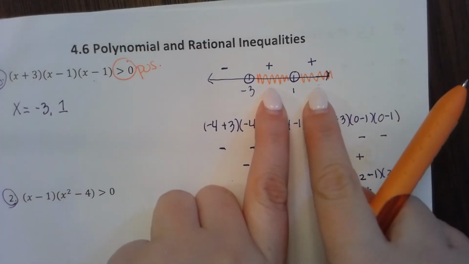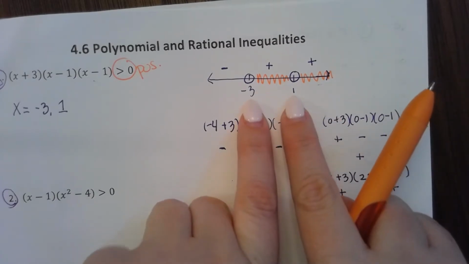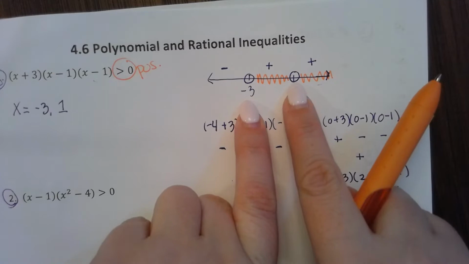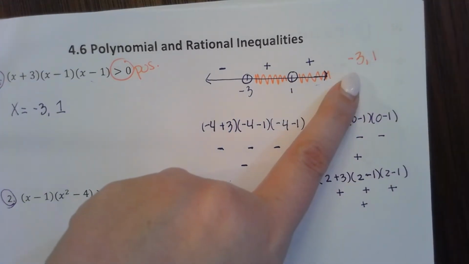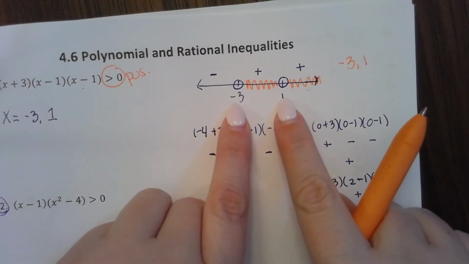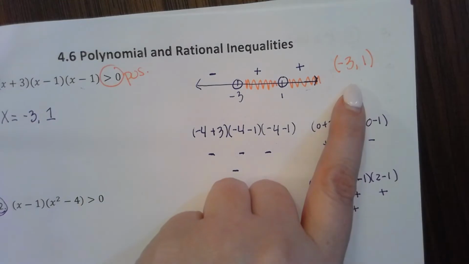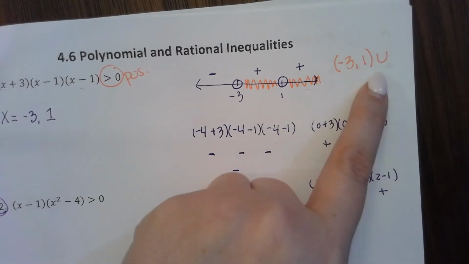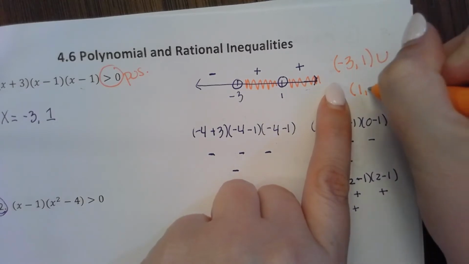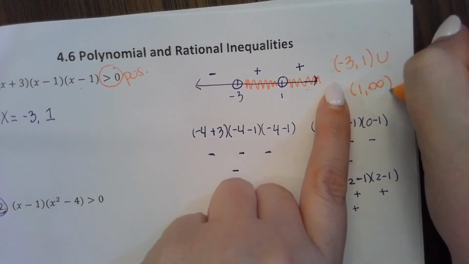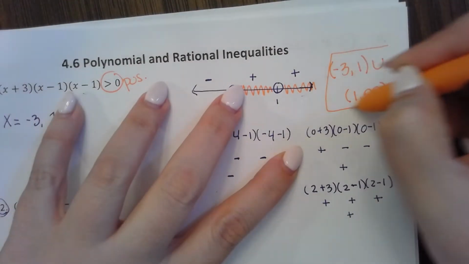So how am I going to write that? We're going to use our interval notation. So our answer is between -3 and 1, but then we have to stop. Now because we cannot include these because it was strictly greater than 0, we have to use parentheses. And then because we stop, we use our union symbol. And then it starts back up at +1 and goes on forever towards positive infinity. So this is our answer.